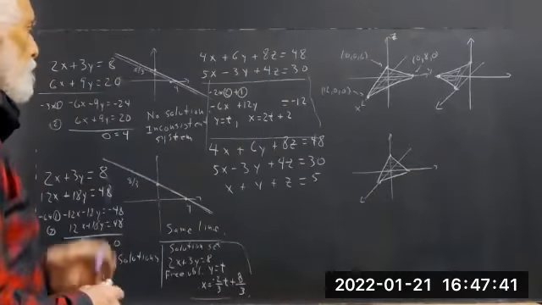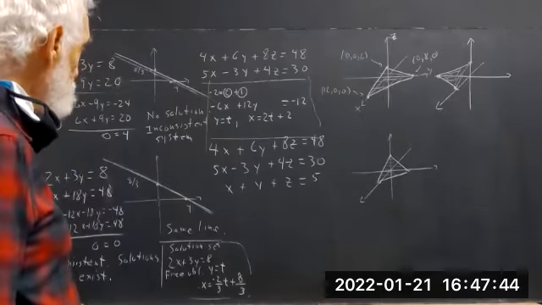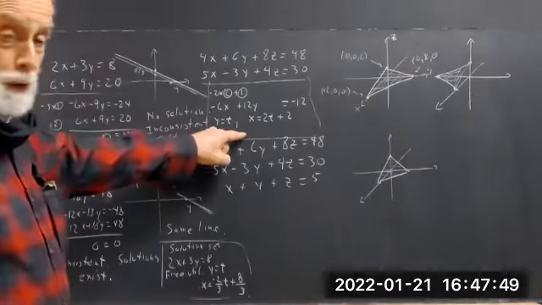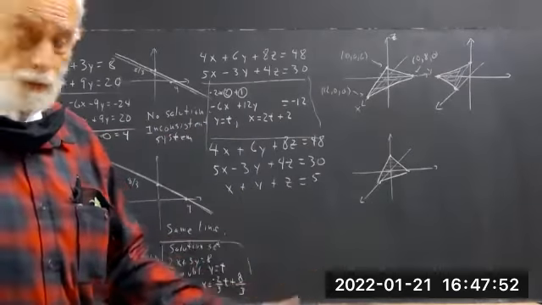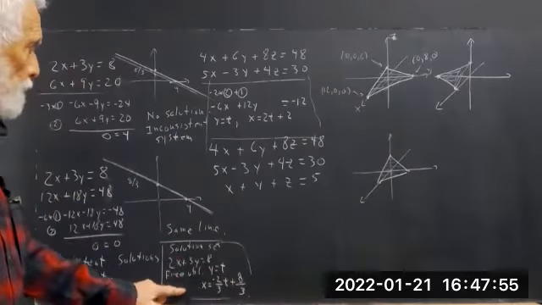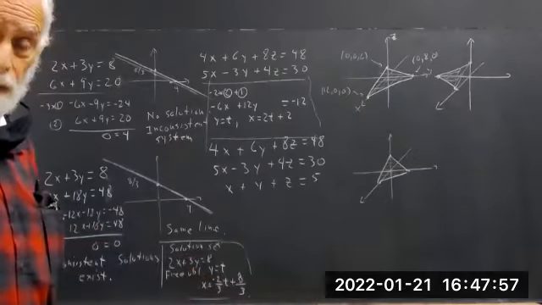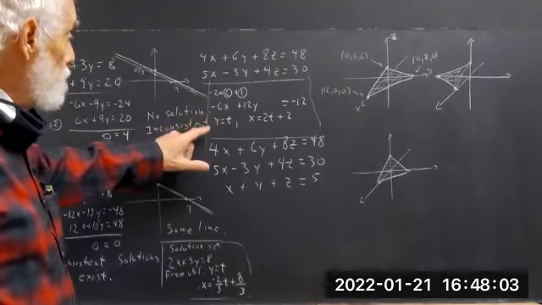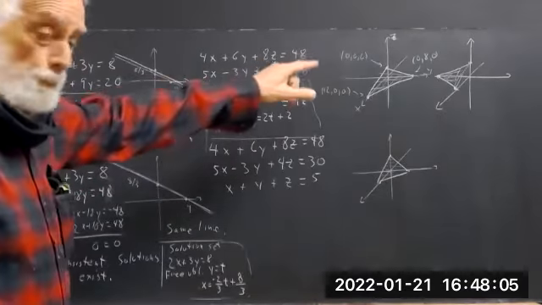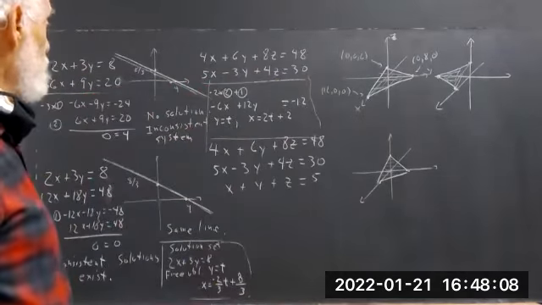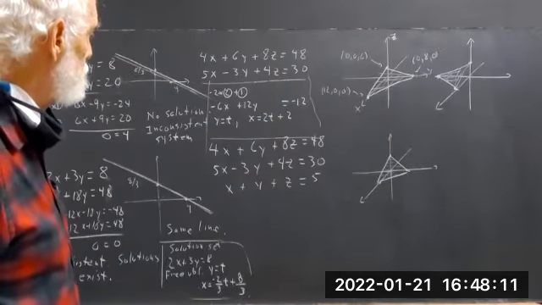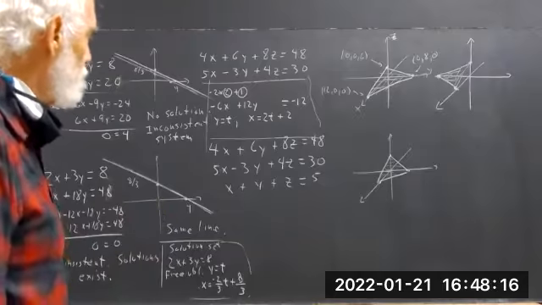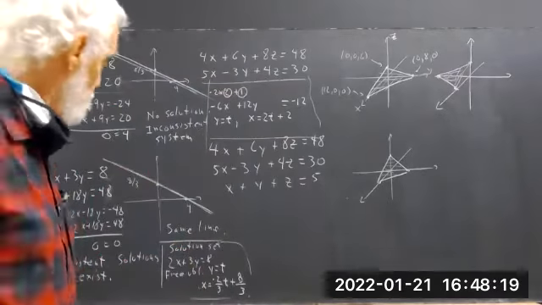Okay. These are consistent because you have solutions and you have infinitely many solutions, just as you do down here. You have a solution for every value of t. Here you have a solution for every value of t. A set of numbers x and y that satisfy both equations. It doesn't matter what z is.